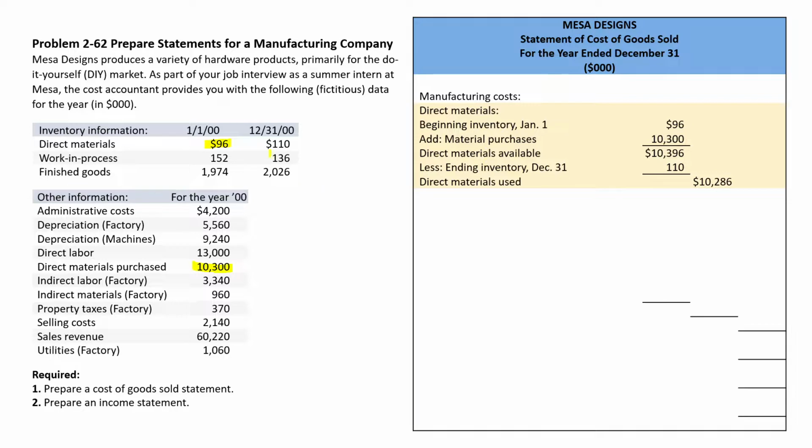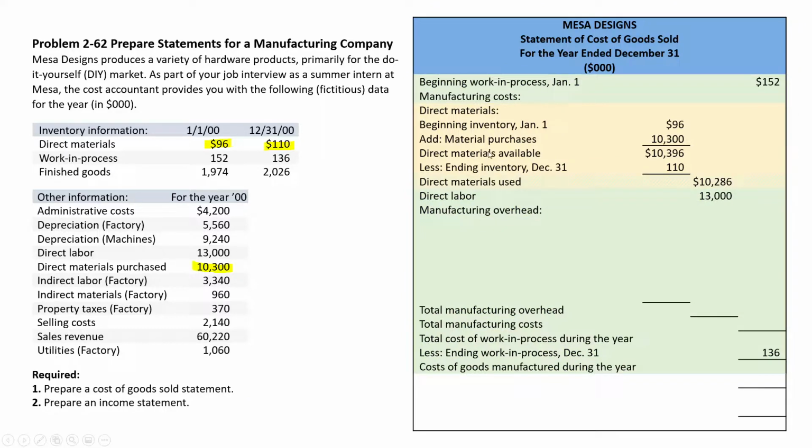Add that to the beginning balance, I get direct materials I have available to use. If I subtract out the ending inventory balance, which is December 31st of 2000, and that's $110, it's going to give me the amount of direct materials that were taken out or used or added into work in process, which is 10,286. Let me get rid of my highlighter here real quick. So what's the next step? What's the next category of inventory we have to deal with? That's going to be work in process.